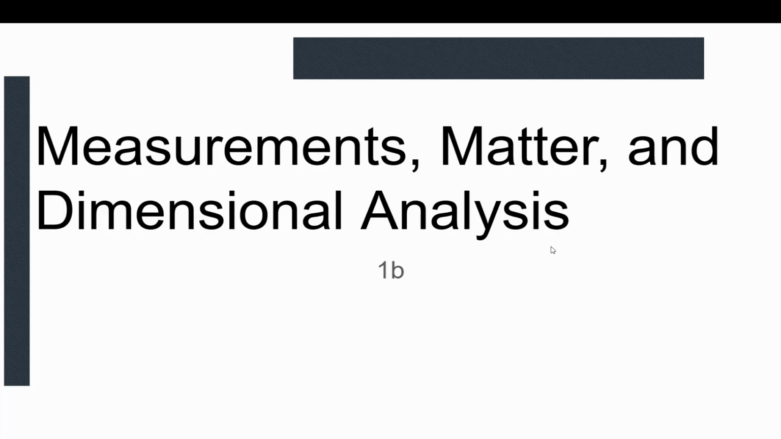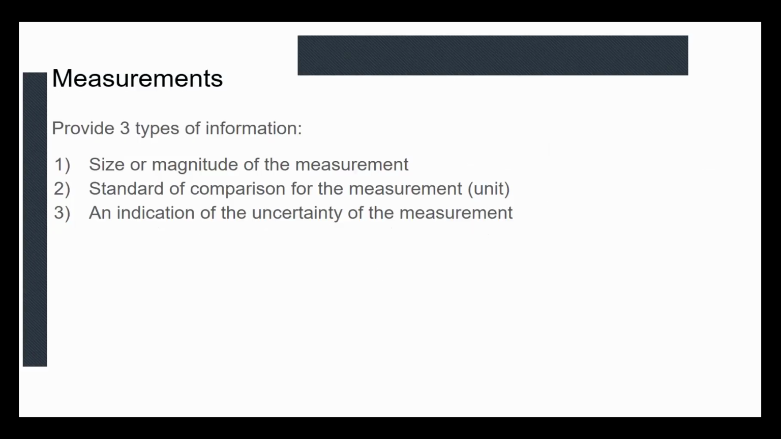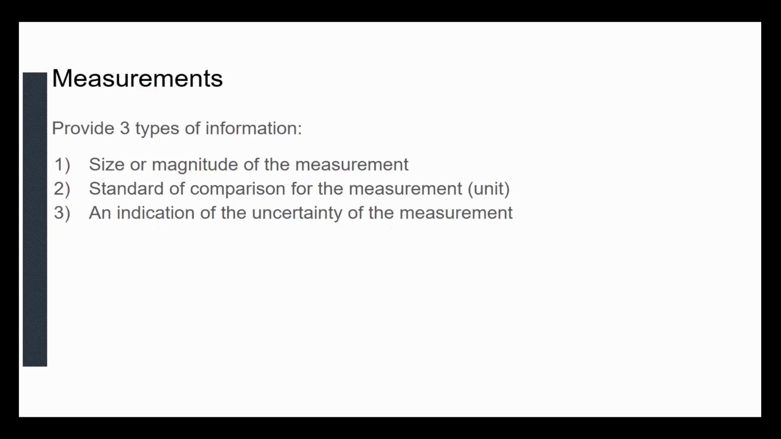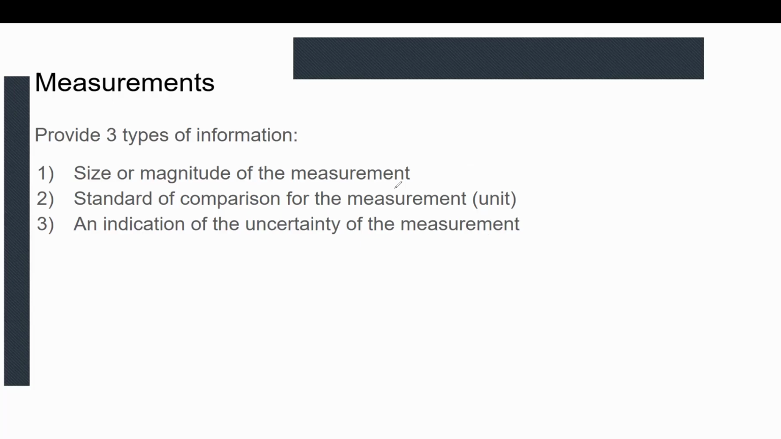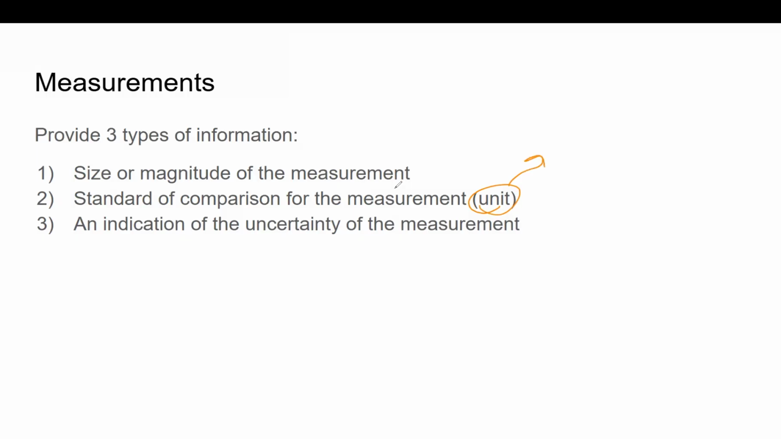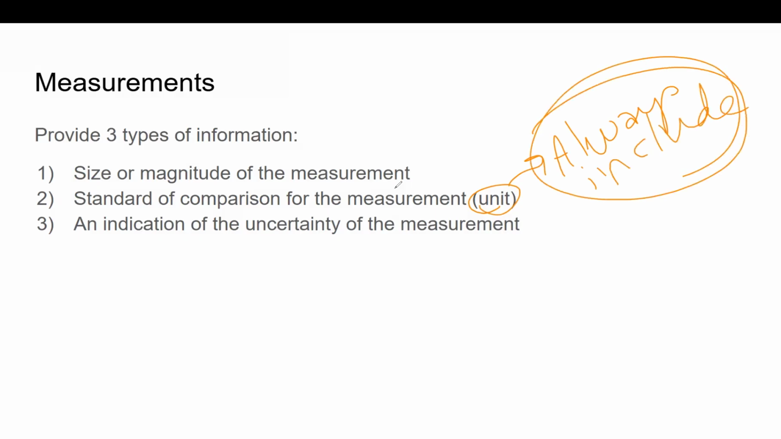Today we're talking about measurements, matter, and dimensional analysis. When we take a measurement, we are provided with three types of information. We're given the size or magnitude of the measurement. We're given the standard of comparison for the measurement, or the unit. It's really important to always include your units when taking measurements, even when you're doing calculations with your measurements. You're also given an indication of the uncertainty of the measurement.